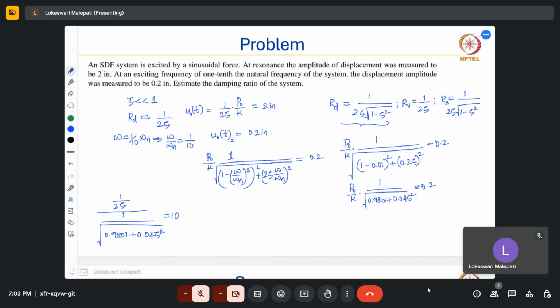Are you trying this? Are you able to solve this?